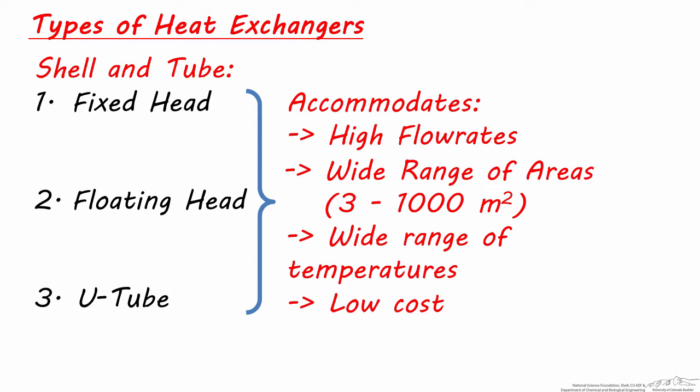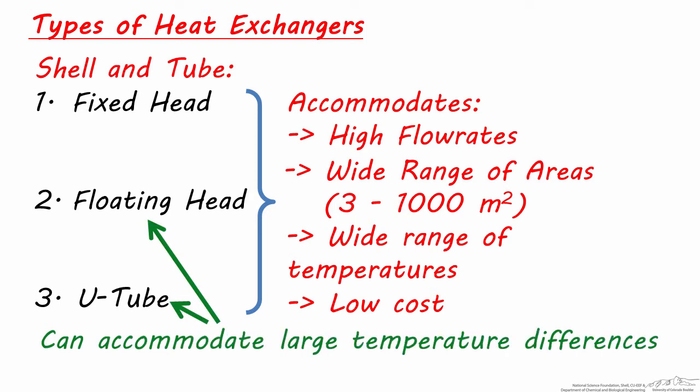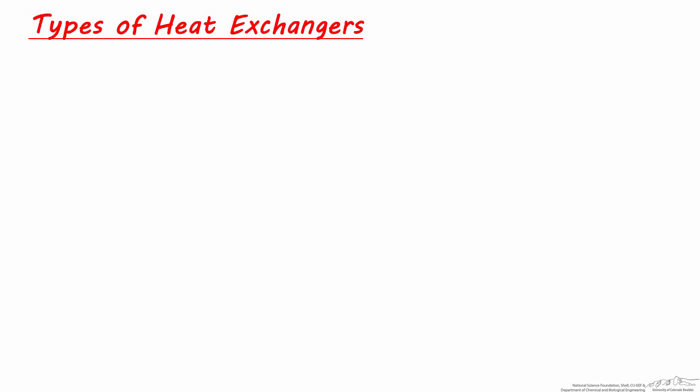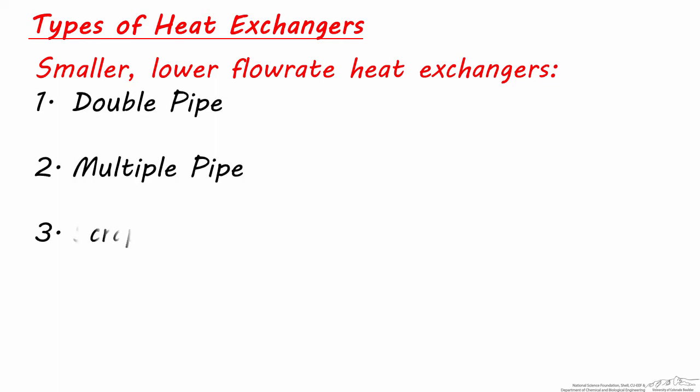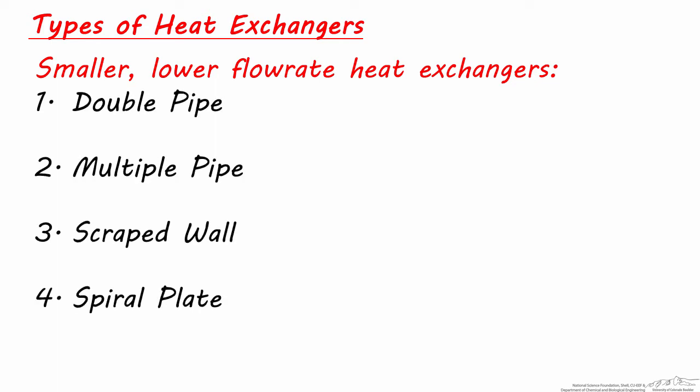The benefits of floating head or U-tube versus the cheaper fixed head heat exchanger is that floating head and U-tube can expand and contract to accommodate large temperature differences between the two streams and between the inlet and outlet streams. The U-tube heat exchanger is more appropriate for viscous fluids compared to fixed head or floating head. If you need a smaller heat exchanger, one for lower flow rates and areas less than 200 meters squared, consider a double pipe, multiple pipe, scraped wall, or spiral plate.